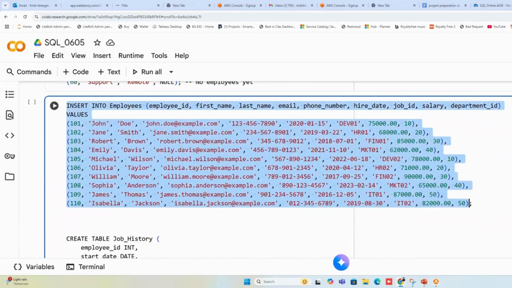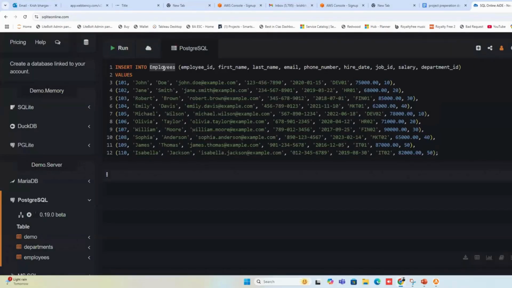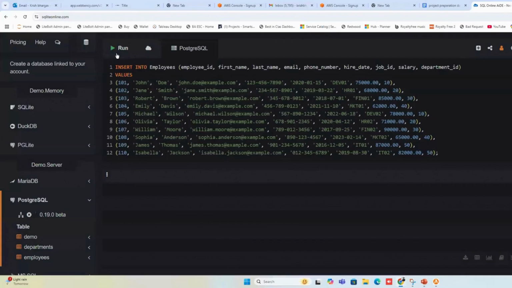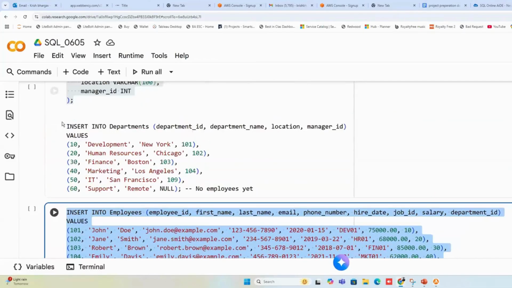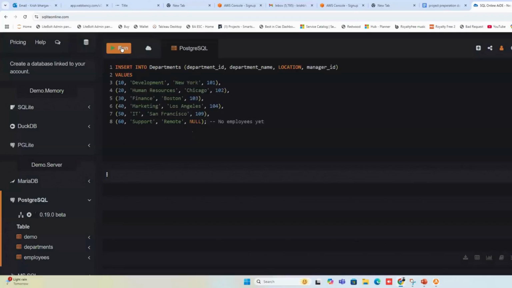Now to insert data into these tables, I'll just copy this and insert into employees table and the column names in that employee table, and values is going to be this. So these are all the values that I'm inserting. Okay. So I run this. Now my employee table has all these values inside. And the same thing I'm going to do for my departments table as well. And run it.